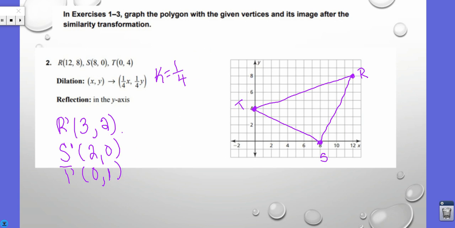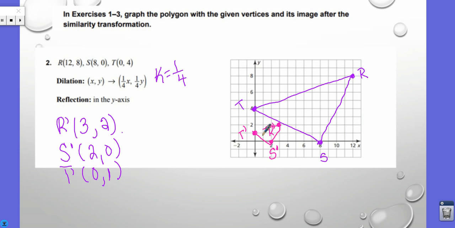Okay, so now I'm going to go graph my primes. So we go to 3, 2. That is R prime. 2, 0. That is S prime. And 0 and 1 is T prime.